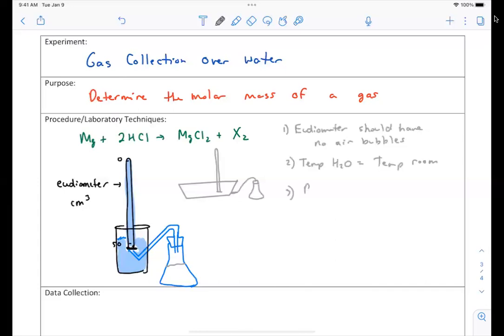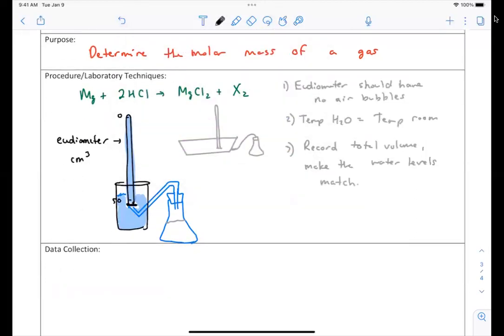And three, when you record the total volume, make the water levels match. So if you're really being precise about this, when you have all your gas collected, you will move the eudiometer up and down in the beaker until the levels are matching. And I'll explain to you why that's the case.